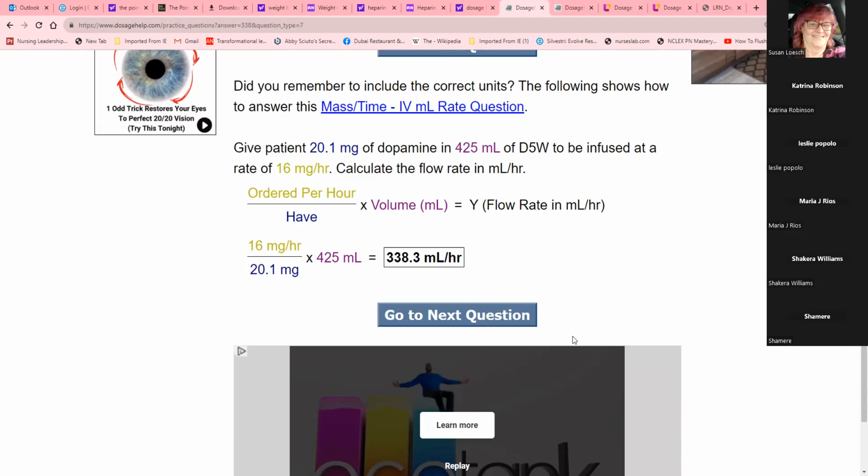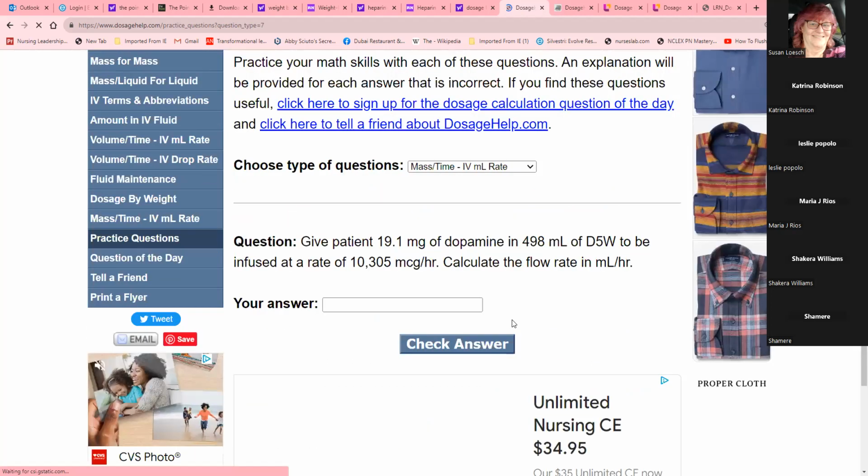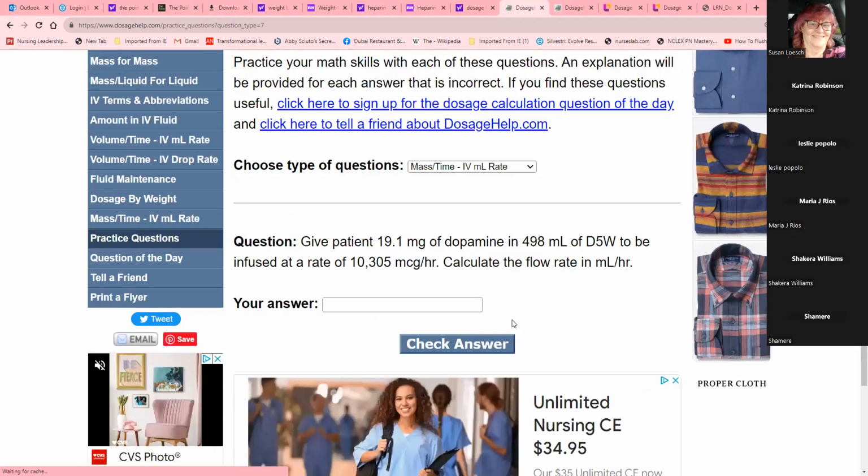All right, we go with this one. Let's go to another one. This one's the same way. This one's going to require more calculations. Why? Because we gotta change the milligrams to micrograms. Or the other way, change either way, whatever works easier for you.